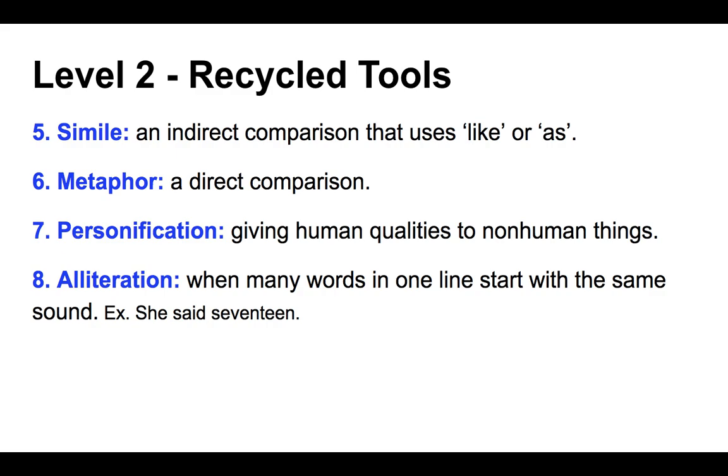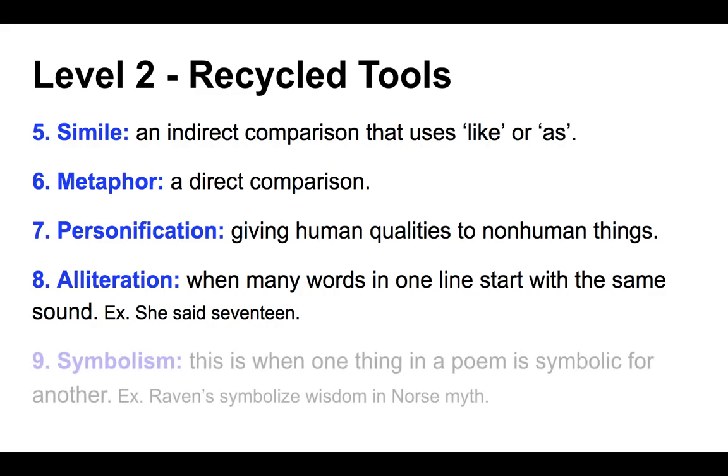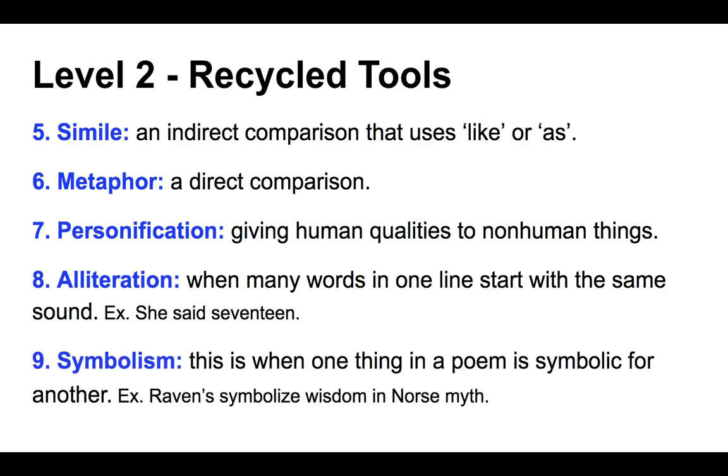Alliteration, this is a new idea. And alliteration is when the letter that begins each word has the same sound. So we've got an example here. She said 17. They all start with an s sound, right? She said 17 secrets would be a way that we could make this sentence even more dense with alliteration.